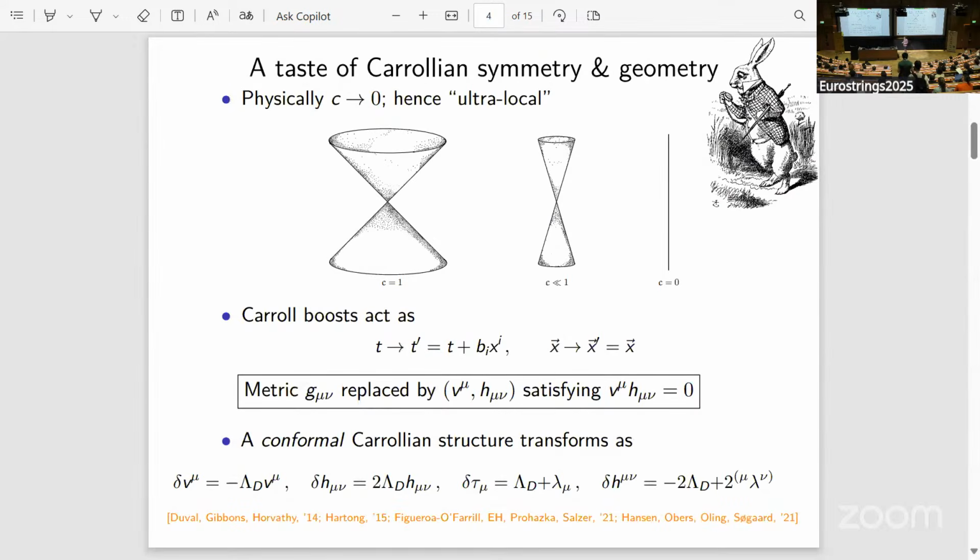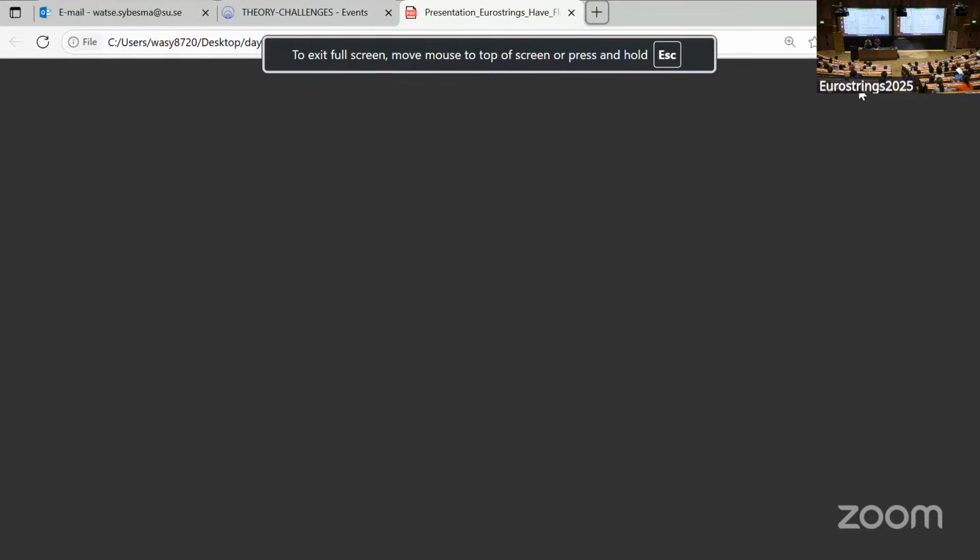Very good. So just to give you a small taste of what this word Carrollian means, which we saw already in Siki's talk, but in case you haven't really heard of this before, it's maybe slightly exotic. One way to think of it is as something you get when you take the speed of light c going to 0, in which case the light cones close up like this. And that has all kinds of peculiar consequences, namely that the screen goes black and there's no light in the Carrollian world.